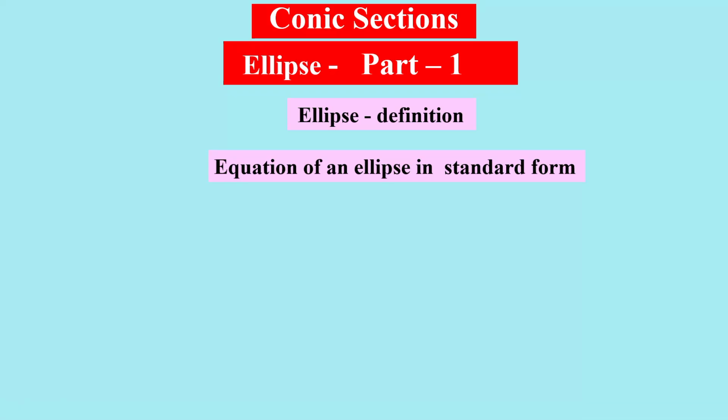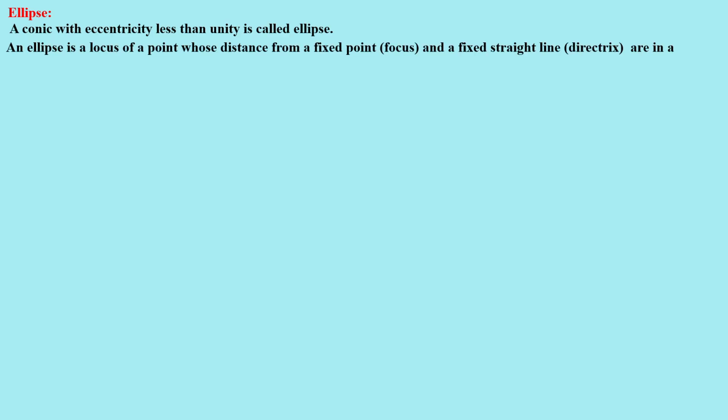Next we are going to see the next conic, that is the ellipse. A conic with eccentricity less than unity is called an ellipse. An ellipse is a locus of a point whose distance from a fixed point, that fixed point is called the focus, we already know, and the fixed straight line, that fixed straight line is called the directrix, is in a constant ratio e which is less than unity, that is, 0 < e < 1.